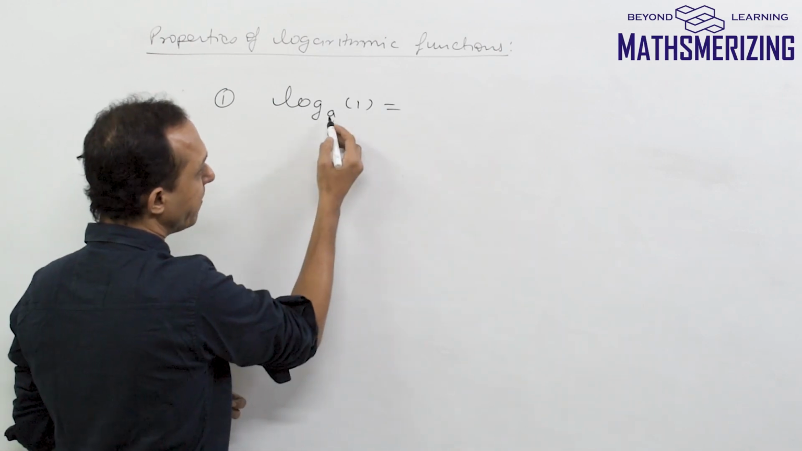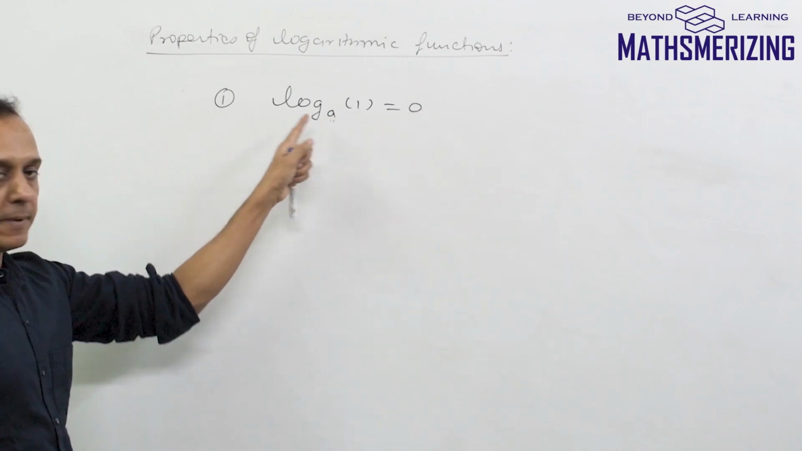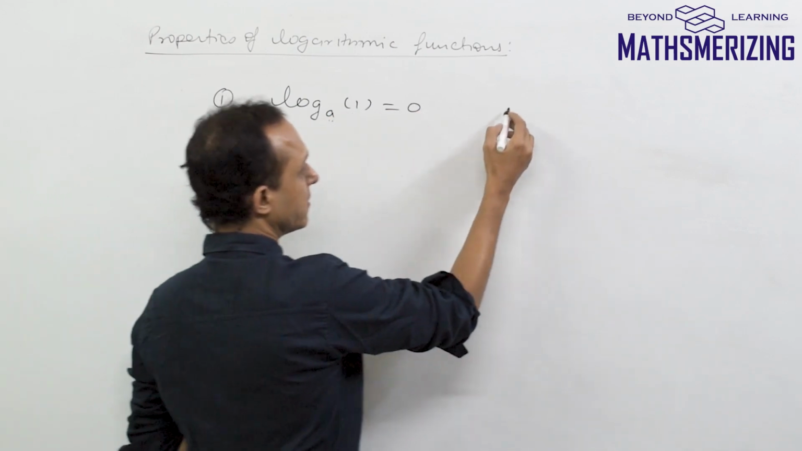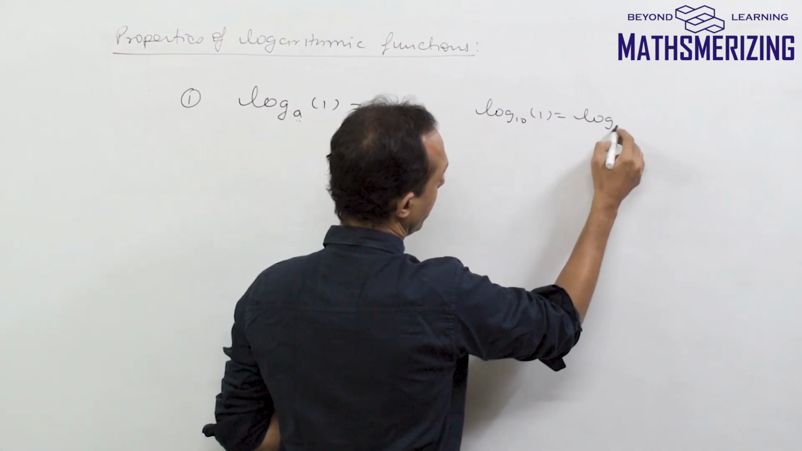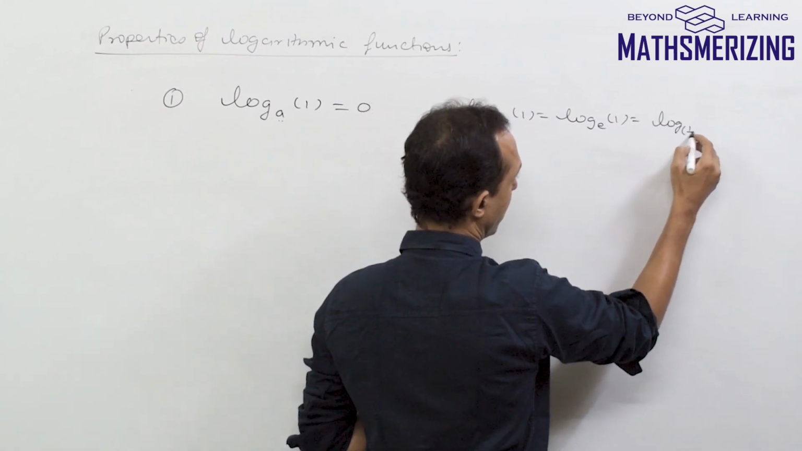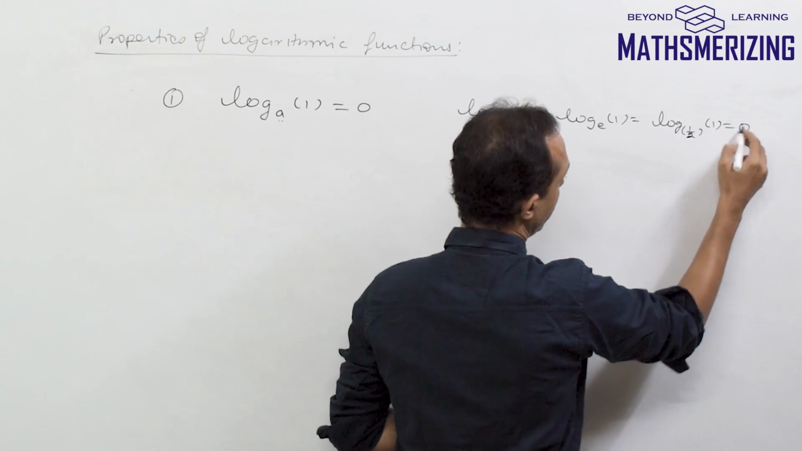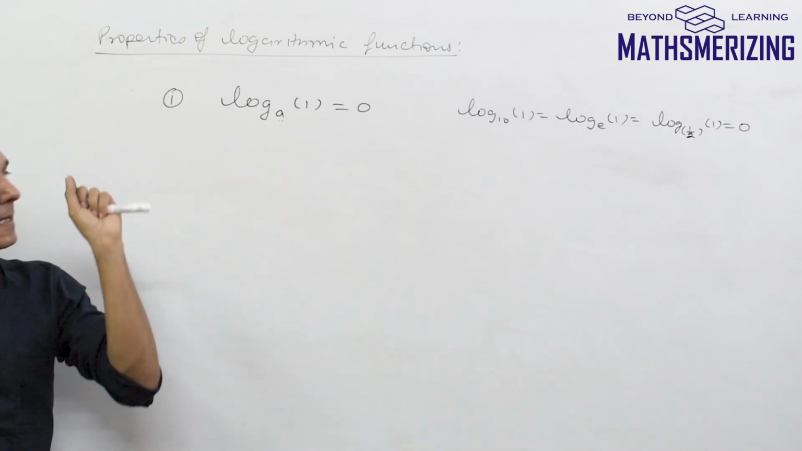Now any number to the power 0 is 1. So log 1 at any valid base will always be 0. So be it log 1 base 10 or log 1 base e or log 1 base 1/2, every time I say log 1 to the base a, it will always be 0.